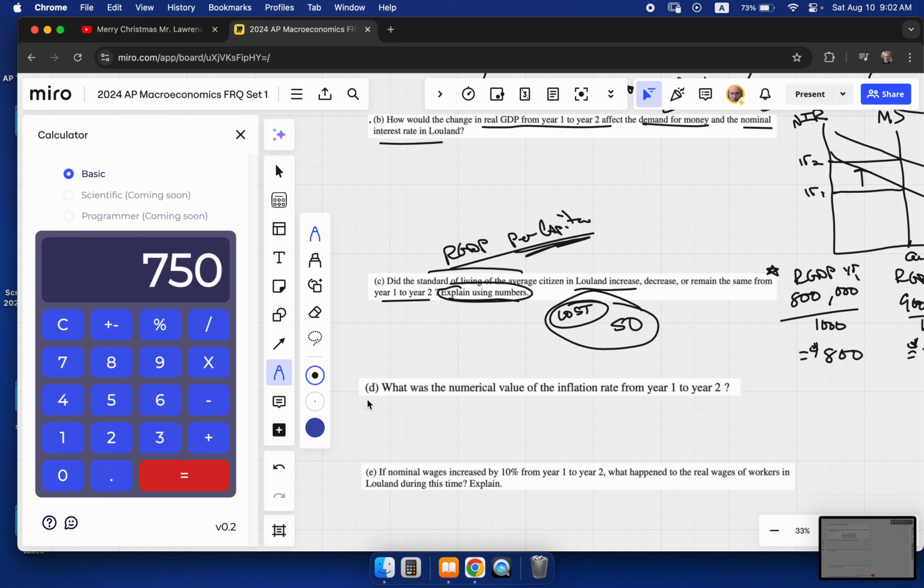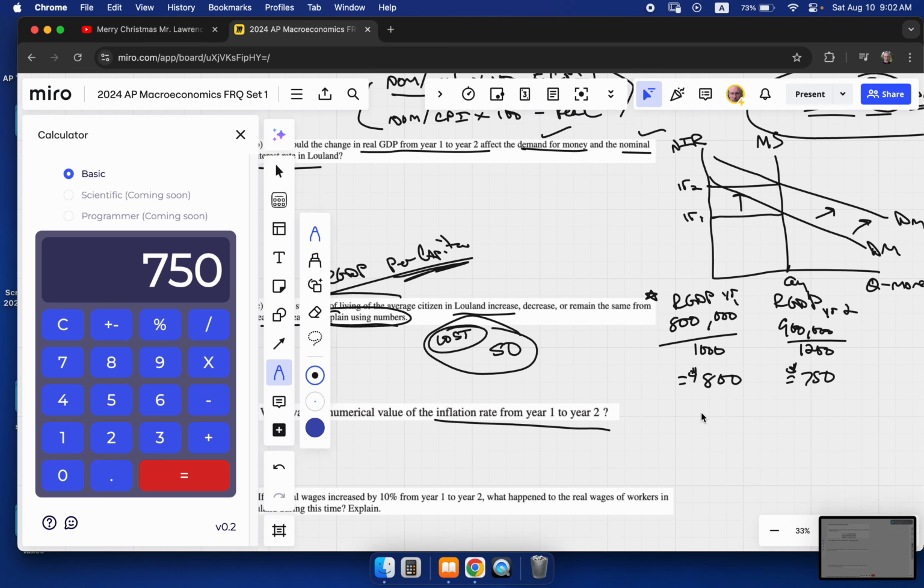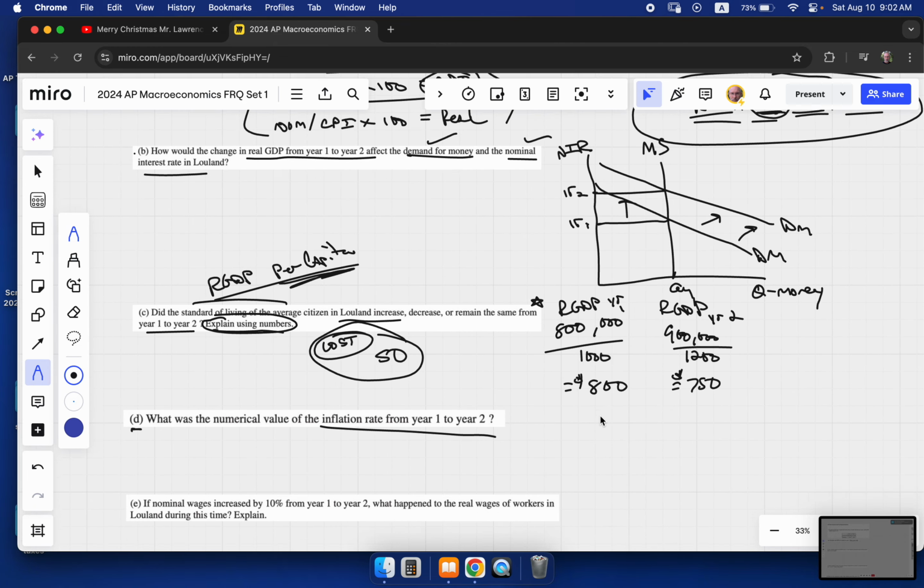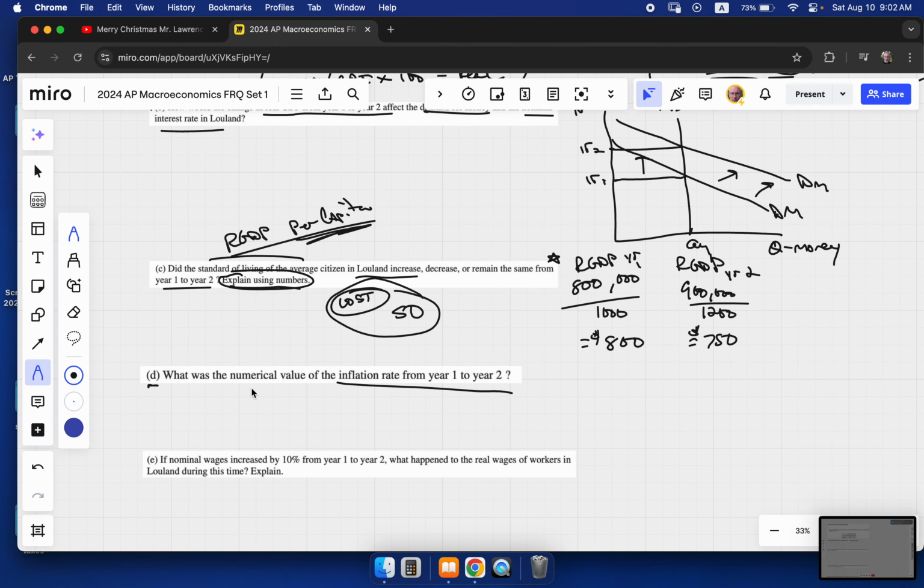Cool. Let's keep going. What was the numerical value of the inflation rate from year 1 to year 2? We've already kind of done this. We sort of looked up here and saw that we went from 100 to 115. That's a 15% increase. This is one of those scenarios where you need what we call a rate of change formula in your head. There's all kinds of different ways to use this. I just use new minus old, divided by old, times 100. And that would give me my answer, right? So I could plug in numbers.